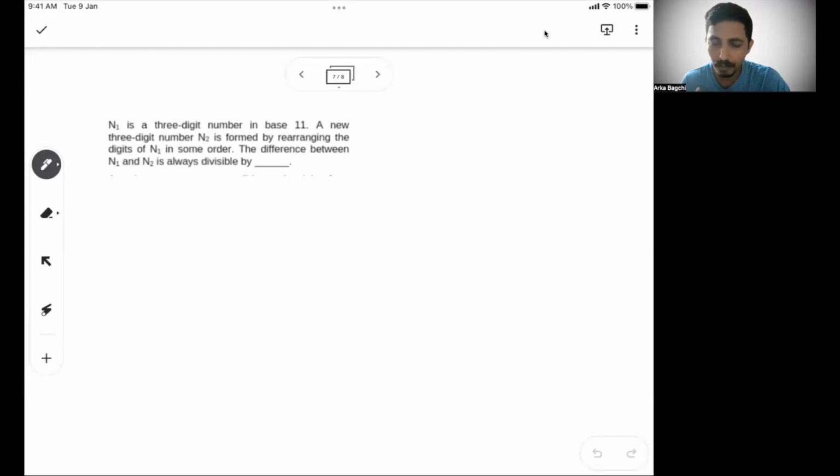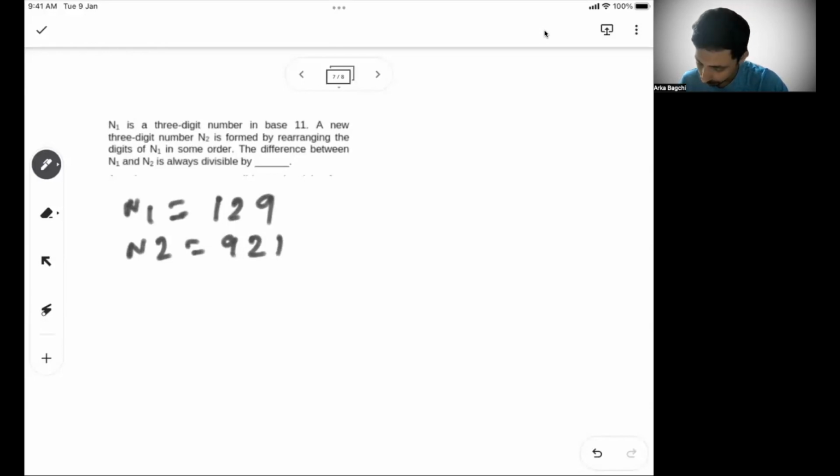First, let's understand the functionality in base 10. Let's say N1 is a number in base 10. Let's say N1 is 129, and N2 is formed by rearranging the digits, so N2 will become 921. Rearranging here means completely flipping the digits. So 129 becomes 921. Now calculate the difference, N2 minus N1, and see what it is always divisible by.